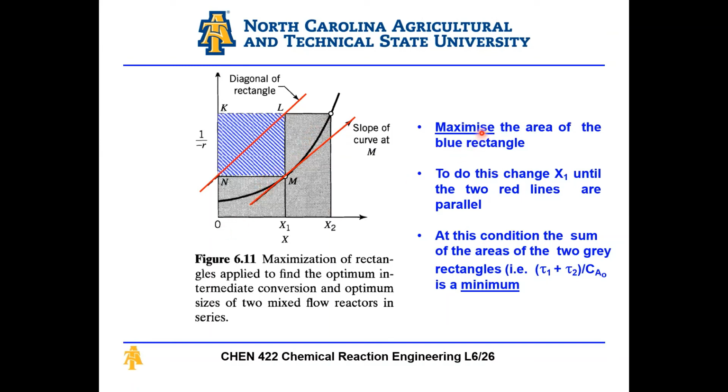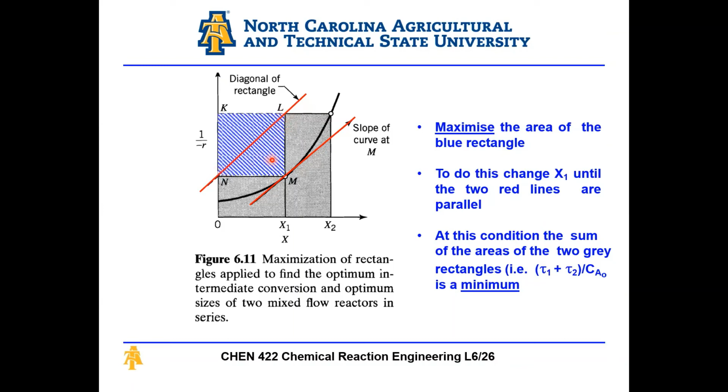You need to maximize the area of the blue rectangle, which is KLMN. That's what we said. In order to do this, you need to change X until the two red lines are parallel. Again, I just give you this chart and you need to find the maximum area. So let's say you start with X1, you draw your KLMN line, you draw your two lines here. One is a tangent to the curve, one is between the two opposing corners of this rectangle.